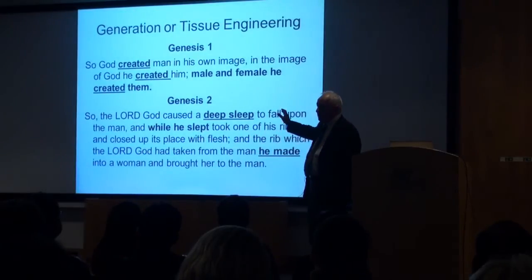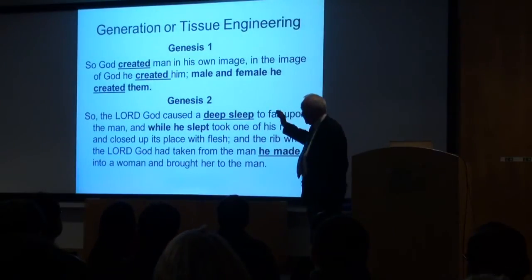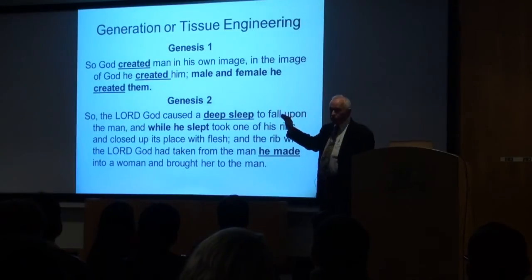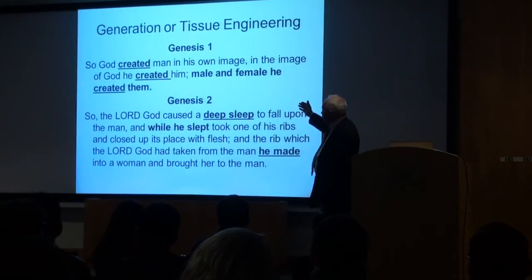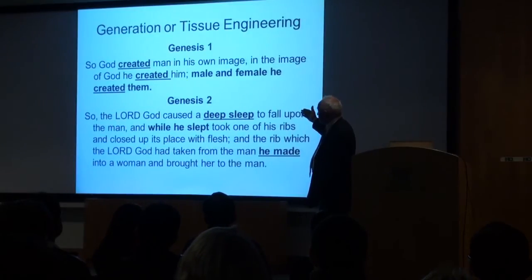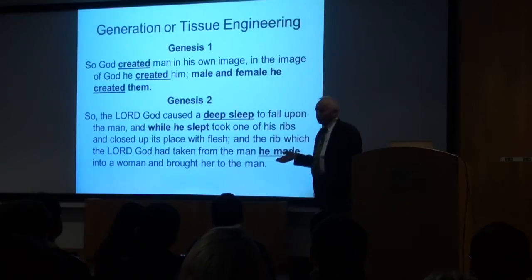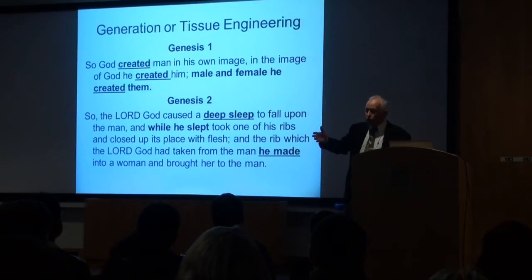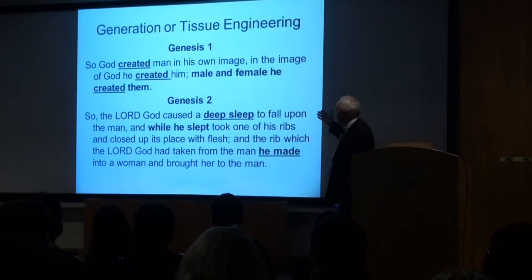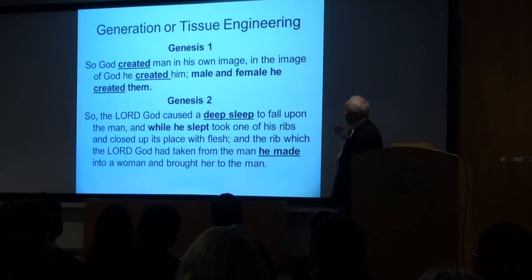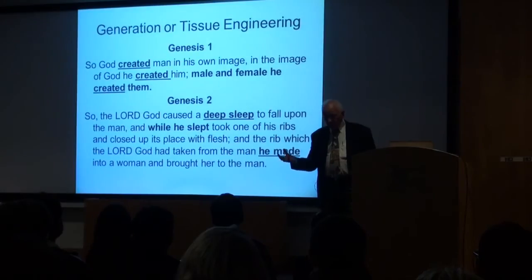This is from the Bible, Genesis 1, where we have two creations of human beings. One is God created man in his own image. In the image of God he created him. Male and female he created them. So first of all, equality. Men and women he created them. This is in Genesis 1. And he created, not engineered.